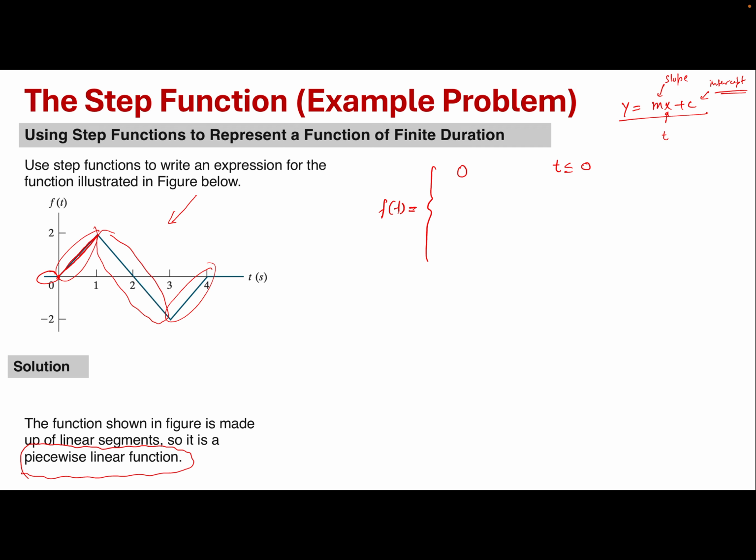Okay, now let's look at that. The intercept over here is 0 because it is starting at 0. And what is the slope? Slope is delta y over delta x. The delta y over here is 2. Delta x is 1. So 2 over 1 is 2. So I can easily write an equation over here, which is 2 times t plus 0, because the intercept was 0. Now this is from 0 to 1, right? From 0 to 1. And 1 second.